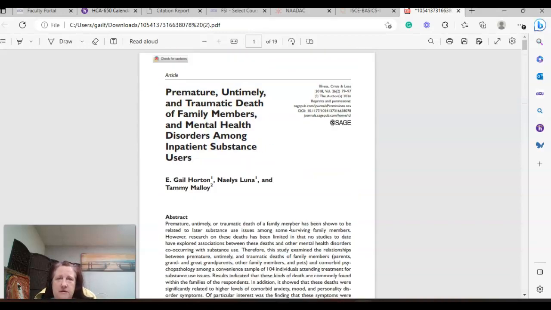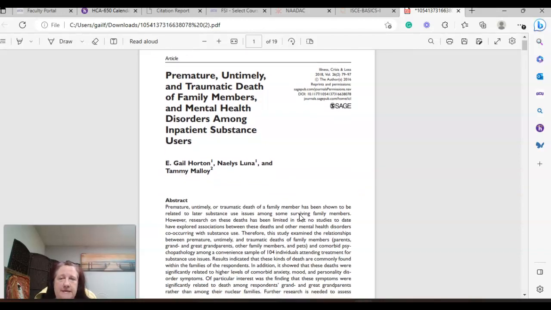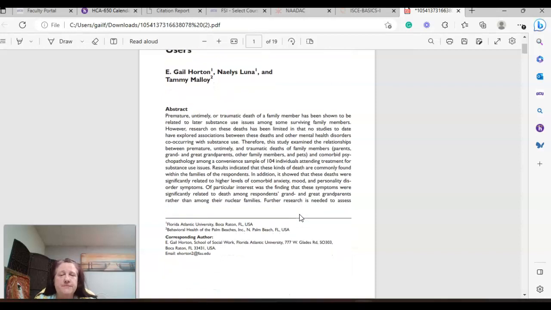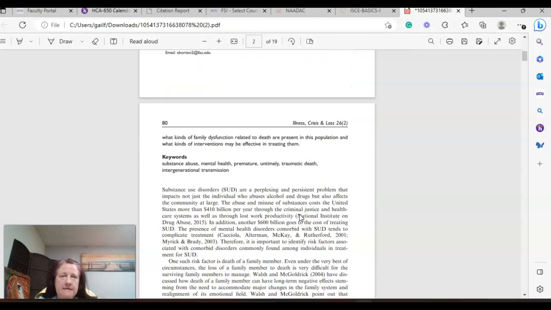So in a research study, I'll go up to the top here. This is premature, untimely, and traumatic death of family members and mental health disorders among inpatient substance users. This is actually a descriptive study, meaning that they didn't do an intervention other than administering a survey, okay? And through that survey, then they found out information about these families that had a premature, untimely, traumatic death within them that was related to likely substance use. So they surveyed these family members or the substance user to find out more about that and whether they also had co-occurring mental illness with that.